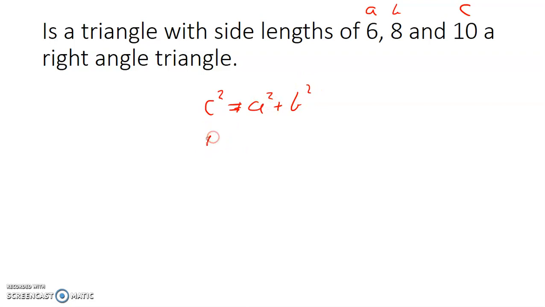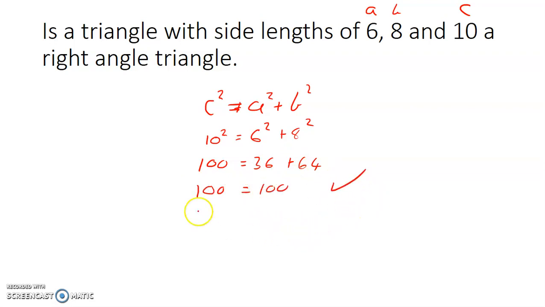So 10 squared is equal to 6 squared plus 8 squared. So 100, 6 squared is 36 plus 64. 100 equals 100. So it does. So the answer that you're looking for is yes. Just on a side note, if you did all this working and say you had 100 equals 42, it doesn't equal 42, so this would give you the answer of no. But this one here is what we're looking for. It is a right angle triangle because it fits Pythagoras' theorem.